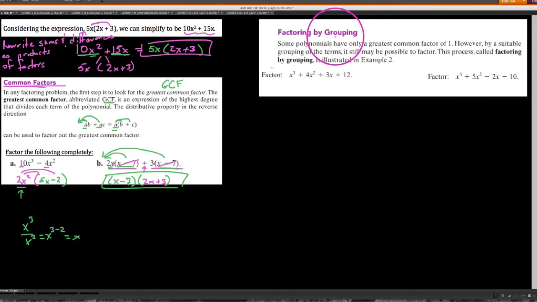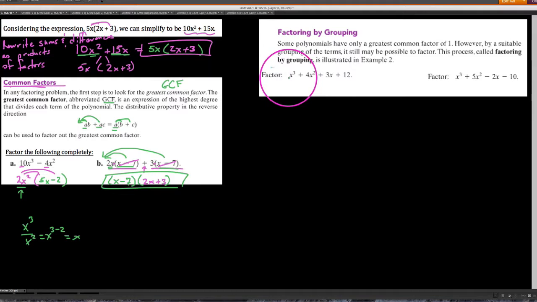We call this factoring by grouping. It's written here: some polynomials have only a greatest common factor of 1. However, by a suitable grouping of the terms, it's still possible to factor sometimes. We call this factoring by grouping because we're going to group terms here. As we illustrate in this example number 2, both of these expressions are four-nomials. Factoring by grouping is typically used when you have a four-nomial. Not always, but typically.